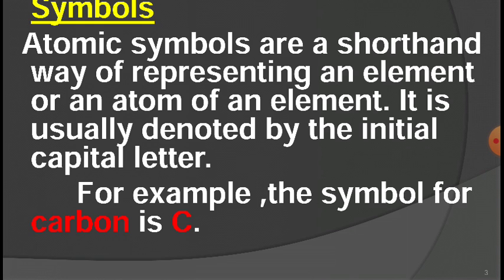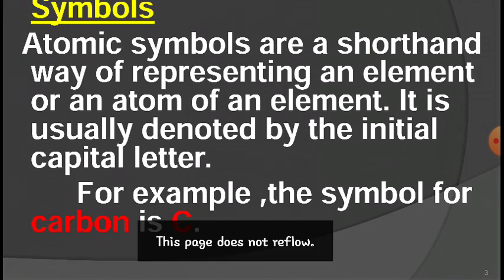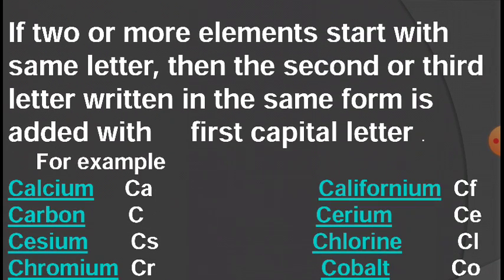The C stands for carbon when we write the name of carbon in any compound or equation. There are some more examples for you. Sometimes two or more elements start with the same letter, so the second or third letter is added to the first capital letter. We write the other letter in a smaller font so that we can write the names of different elements starting with the same letter.